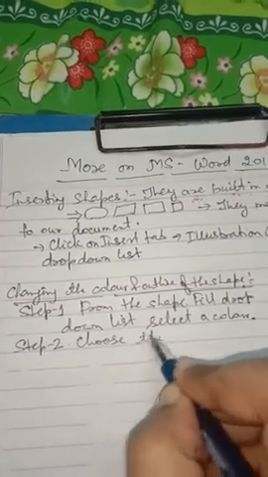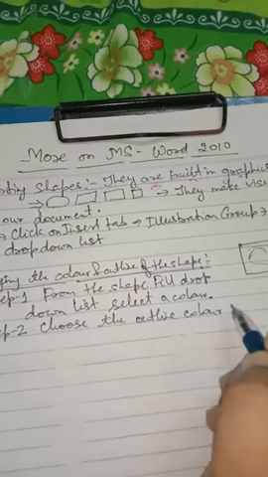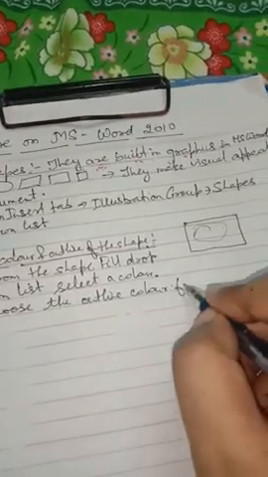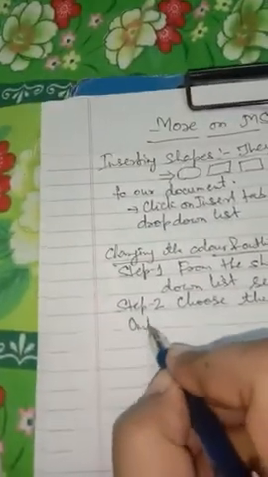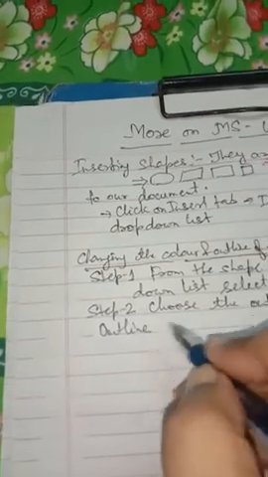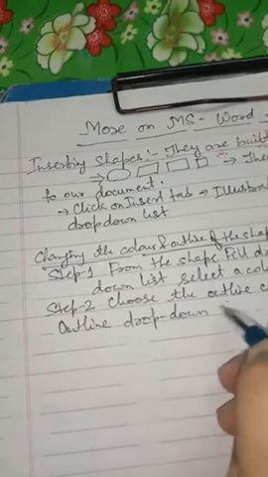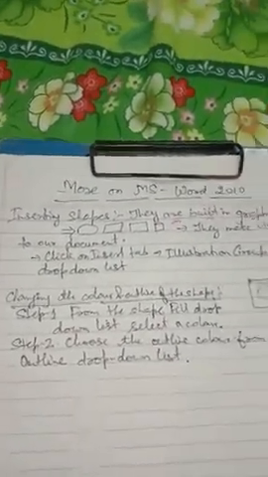the outline color from the shape outline drop down list. From the shape outline drop down list, the outline color will be changed.